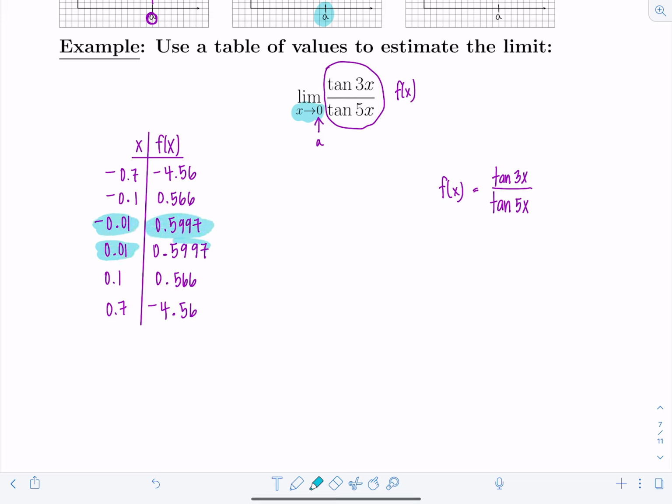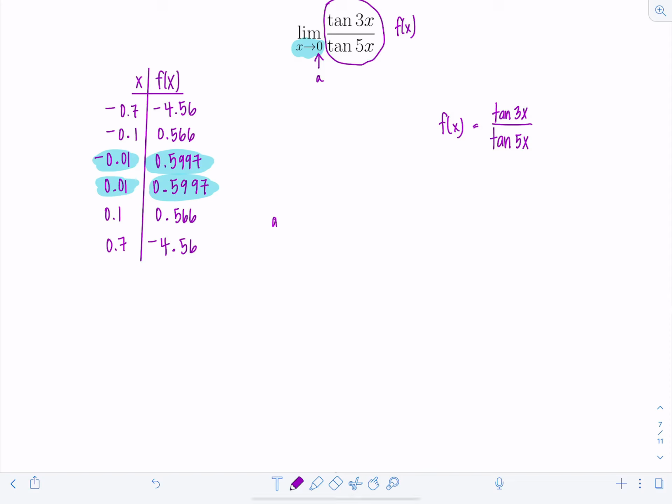So as we get close to 0, any suspicions about what it appears the limit's going to be? It appears that the limit as x approaches 0, now you always have to write the function in, so you're going to have tangent of 3x over tangent of 5x. It looks like that limit is 0.6.